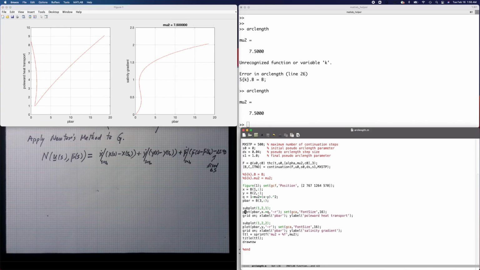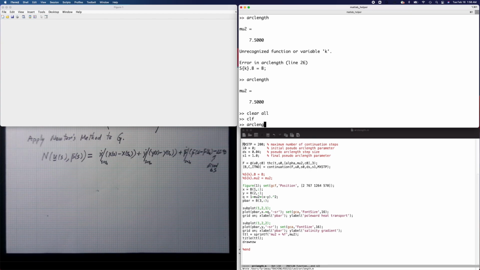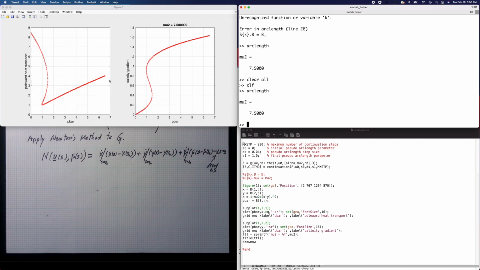If I could put in a little symbol so we can see how many solutions it computed. Let's see if that works. And maybe I don't need to take so many steps. 200. Clear all, CLF, arc length. Right, so this is the solution. You can see all the little squares are all the different solutions that I computed along the branch, and it has no difficulties negotiating around these turning points and following the solution branch.